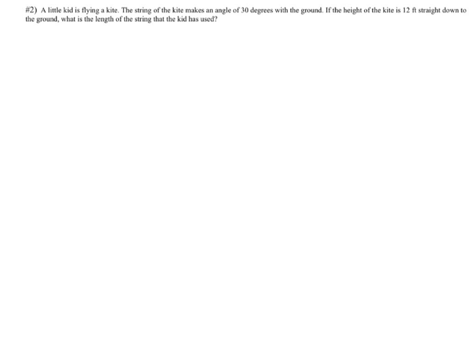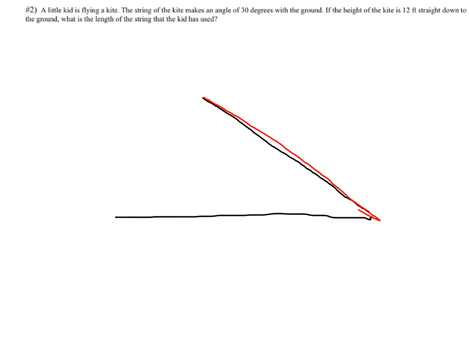So that means if this is the ground here, the string is making an angle of 30 degrees. I'll make the string red so that you can tell what it is. Here's the string. All right, so it measures 30 degrees from the ground. And then it says that the height of the kite is 12 feet straight down to the ground. So that's this height here is 12 feet. So we'll label that 12.